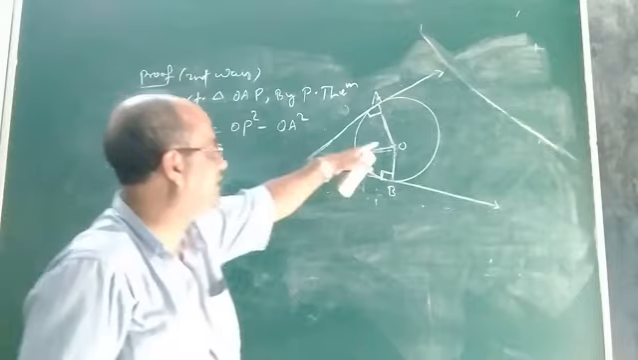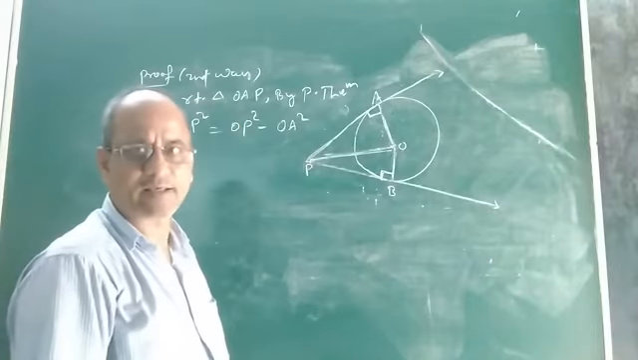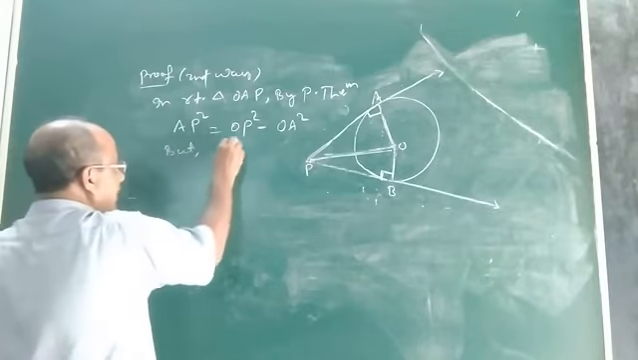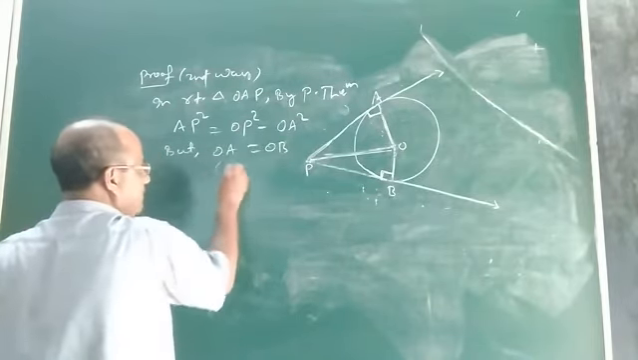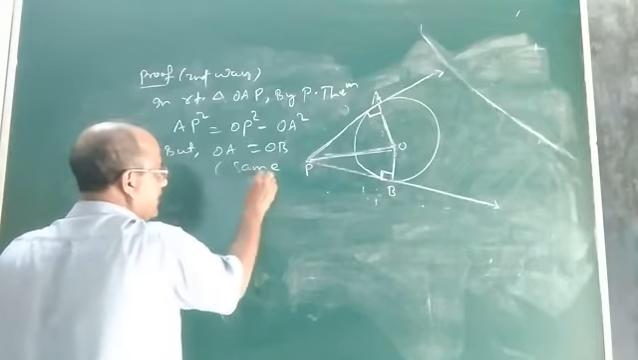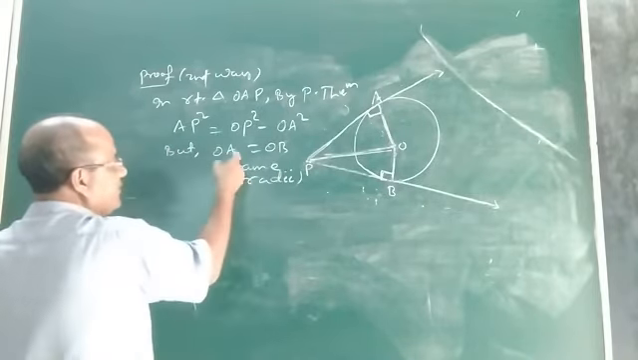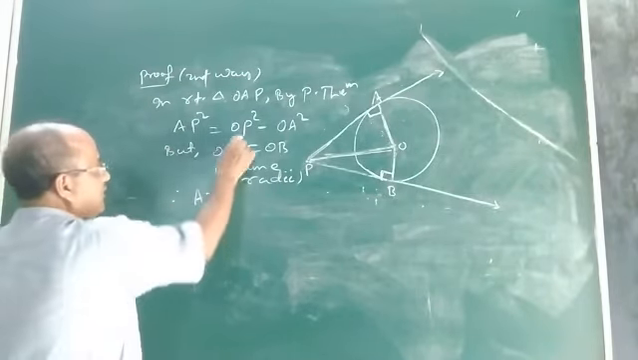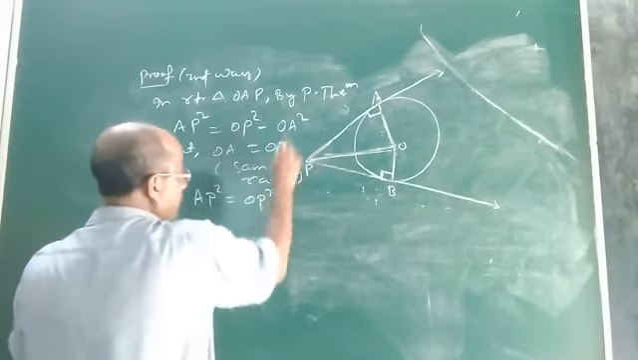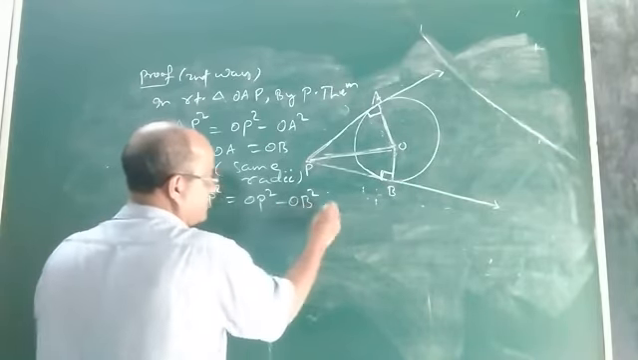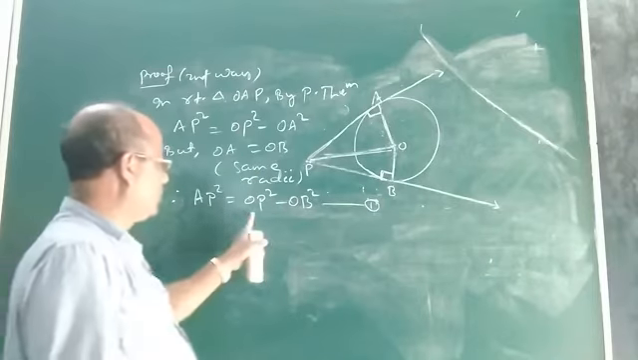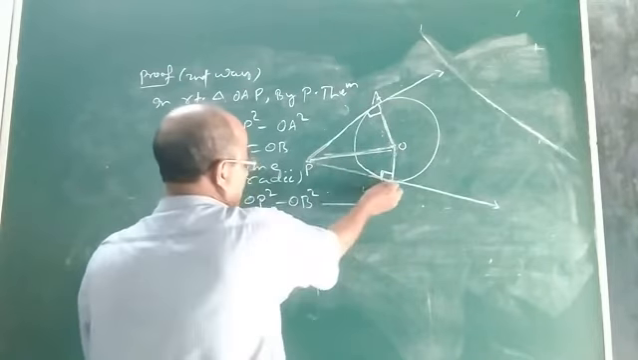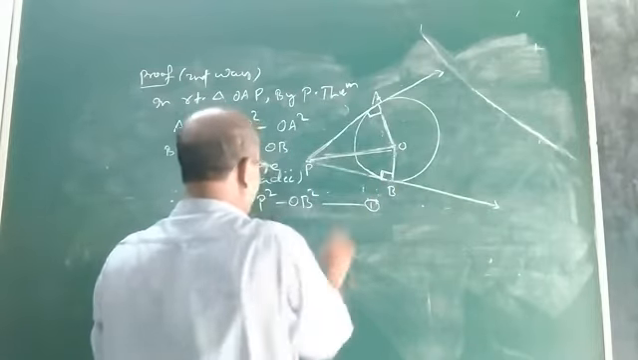But you see, OA and OB, what are they? They are the radii of the same circle. OA equal to OB, as they are radii of the same circle. So in place of OA we can write OB. Therefore, AP square equals OP square, and in place of OA square we can write OB square. Suppose this is condition 1: AP square equal to OP square minus OB square.